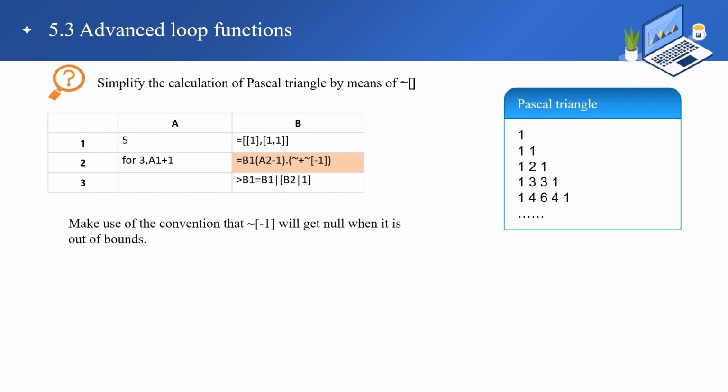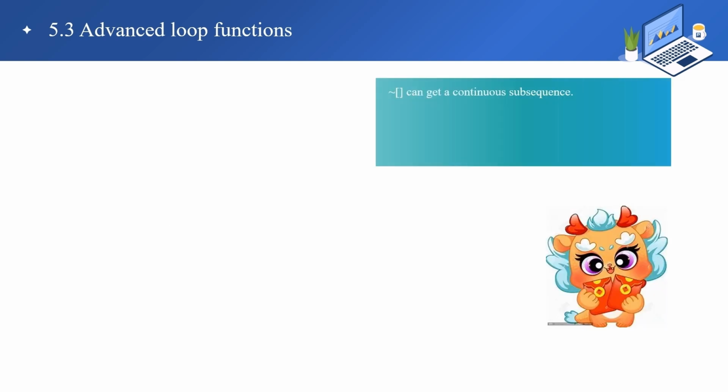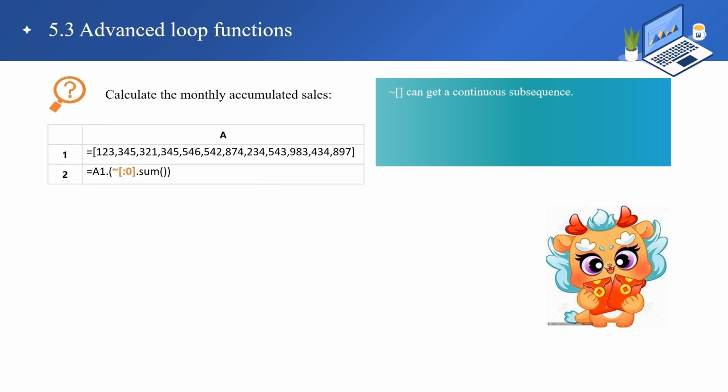We can also simplify the calculation of Pascal's triangle by means of the tilde square brackets writing method. Here we make use of the convention that tilde[-1] will get null when it is out of bounds. In addition, the tilde square brackets writing method can get a continuous subsequence. For example, for the previous data, we want to use the monthly sales sequence to calculate the monthly accumulated sales. The code can be written like this.